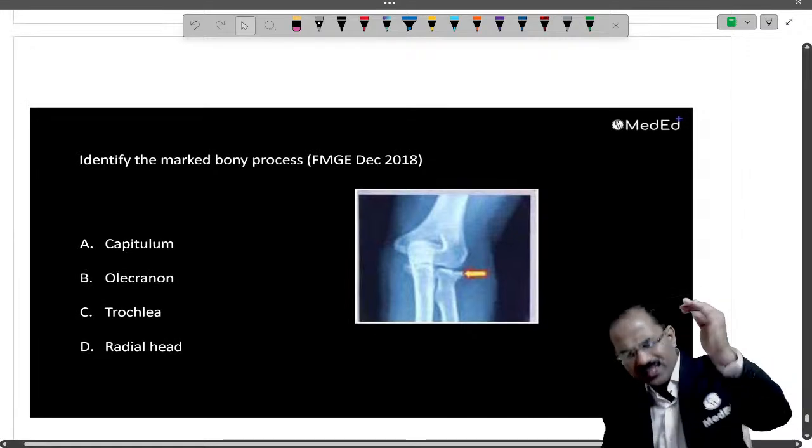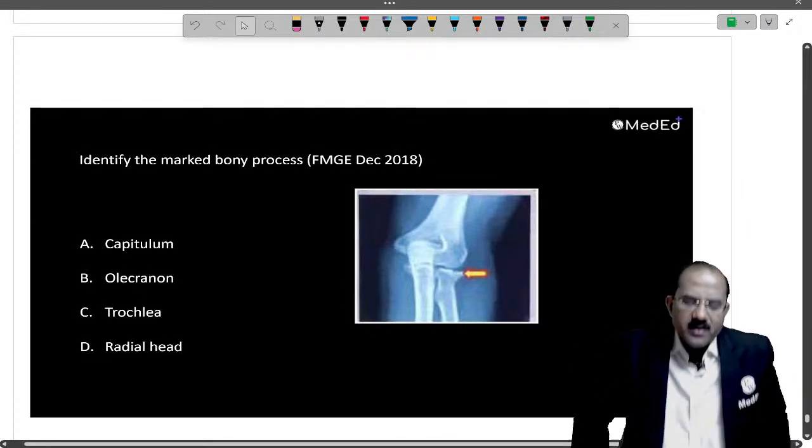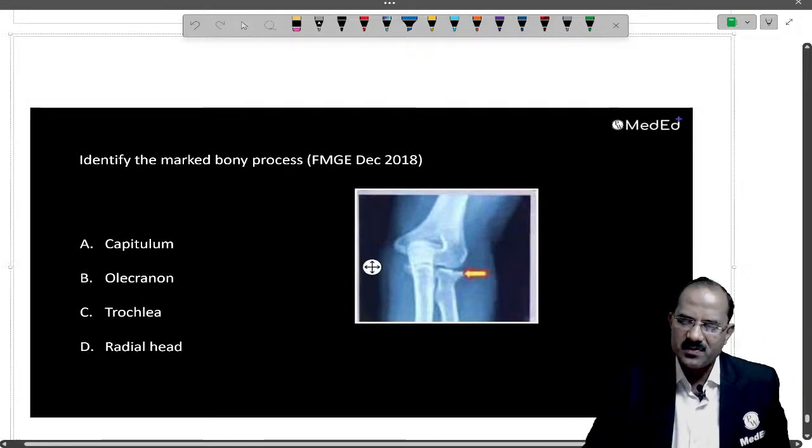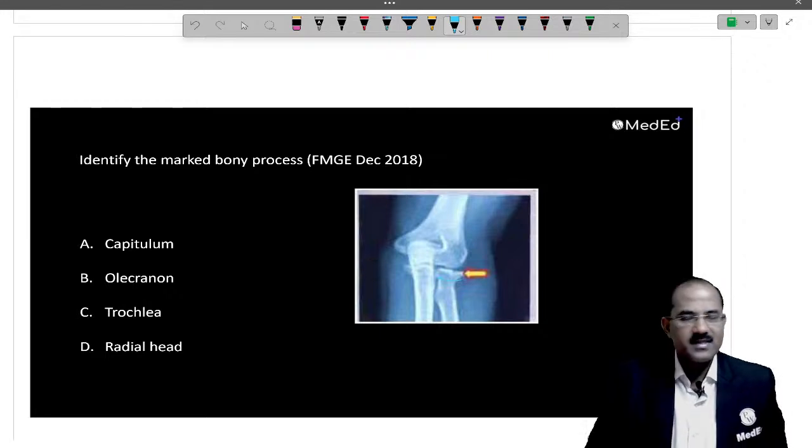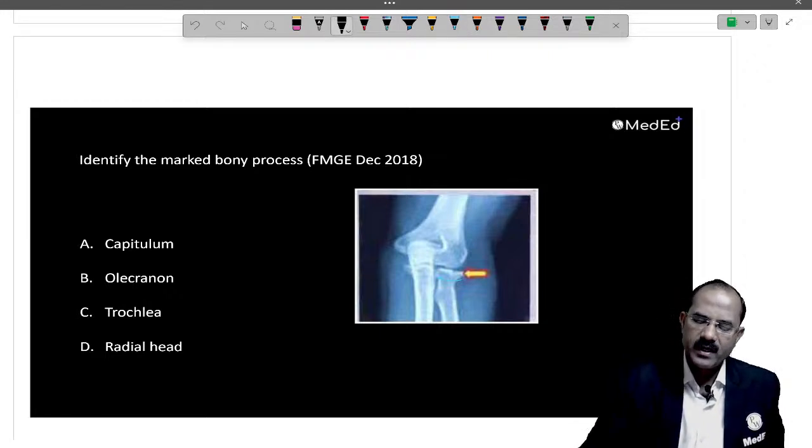Come on, identify this. This is a very, very easy MCQ for you. Identify the marked bony process. Yes, what is this? This is the elbow joint. You can identify this as the humerus. This is the ulna, that's the radius. This is the medial epicondyle, that's the lateral epicondyle, that's the olecranon process of the ulna. This is the head of the radius, that's the neck of the radius, and that's the radial tuberosity.